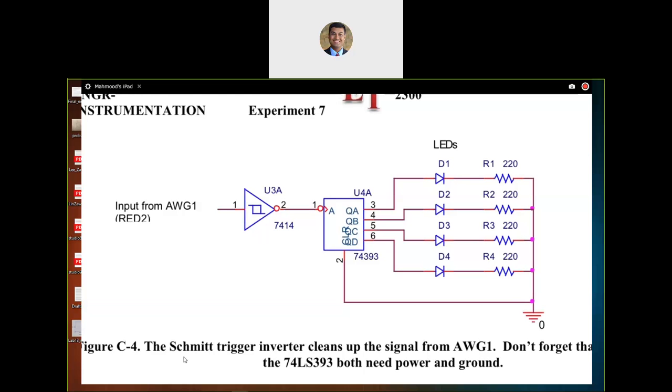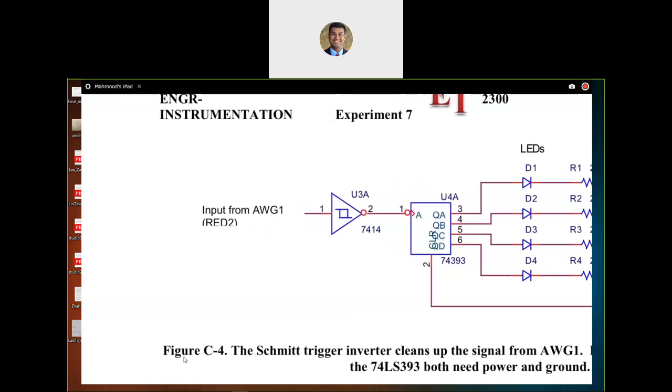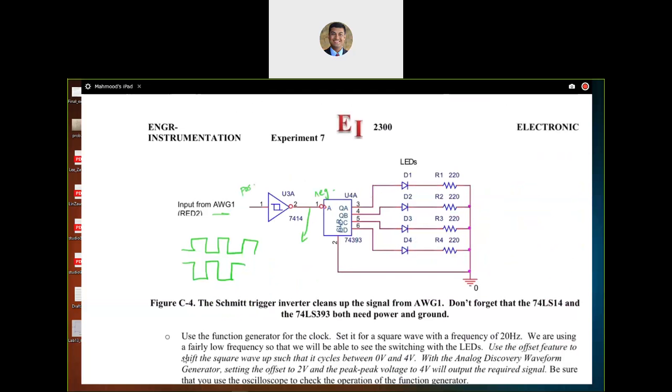So if the input that is coming from the AWG, the arbitrary waveform generator from the analog discovery, is going low, high, low, high, over here things would go high, low, high, low. So if it is negative edge triggered over here, because of this, it is going to effectively function as a positive edge triggered 4-bit counter. So we'll take a look at the experiment corresponding to this in a few minutes.